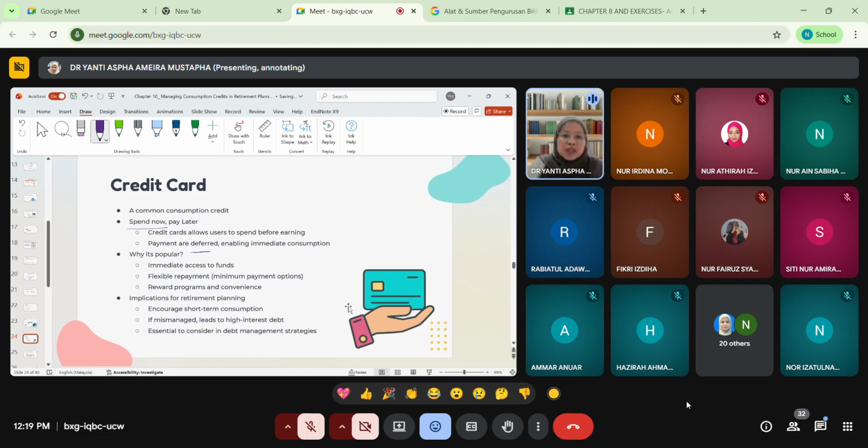So why is it popular? Immediate access to funds. If you go to a mall, like Sunway Carnival or whatever malls, there must be a booth that sells credit cards. It's very easy to get. If you have money and income, you get it, and it is very easy to use. Flexible repayment, with minimum payment options: you can pay a little or pay in full. Reward programs, you can also get points. If you use it, you get rewards. Maybe you get access to an airport lounge, for example, and it is also convenient.